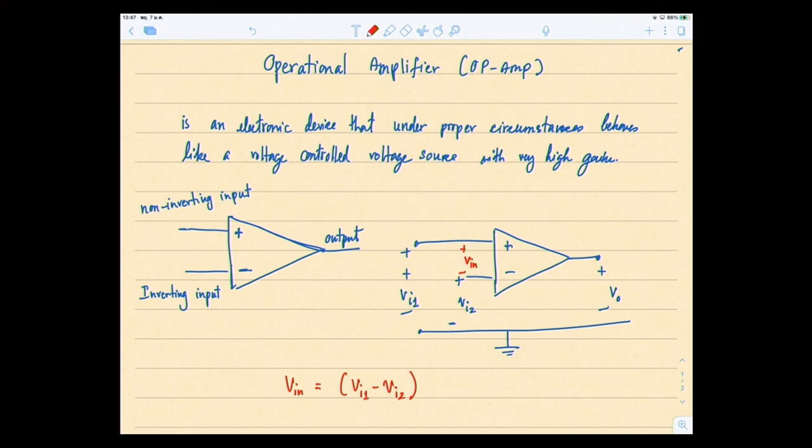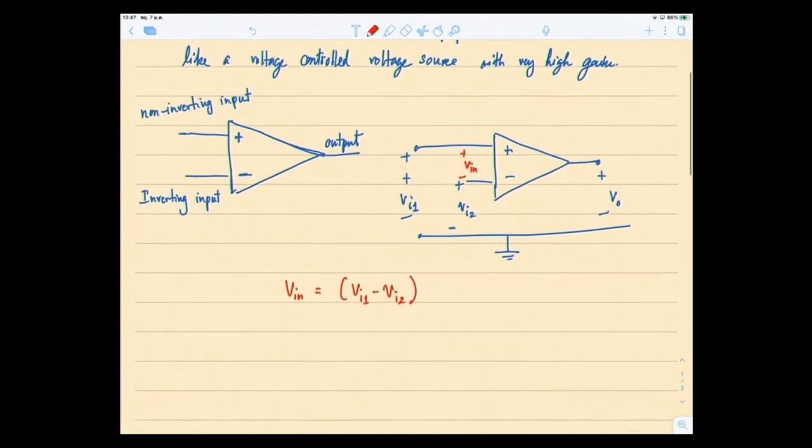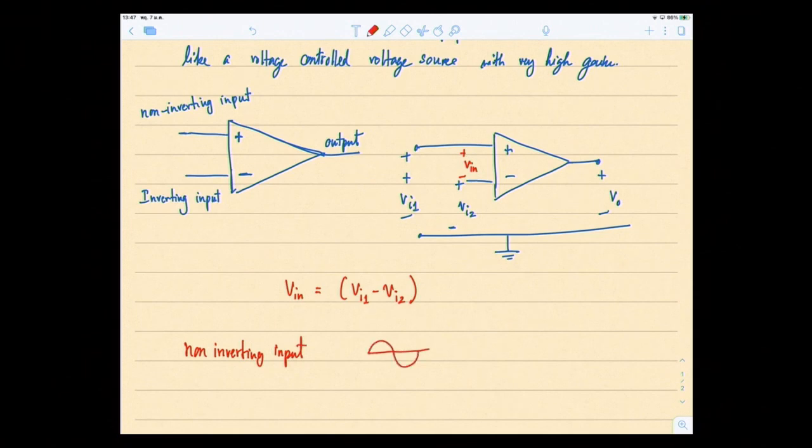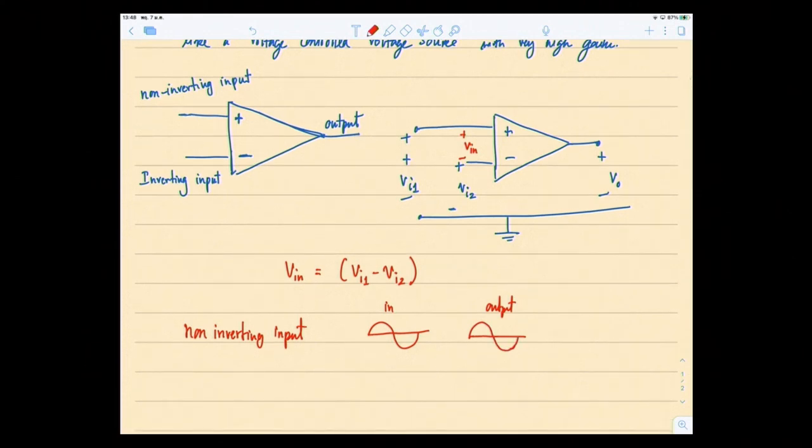As the word says, if you put a signal at the non-inverting input, the output would be pretty much the same. It doesn't invert. The magnitude could change, but the phase stays the same. But if you put it at the inverting input, as the word says, you get the inverting effect at the output, like this.